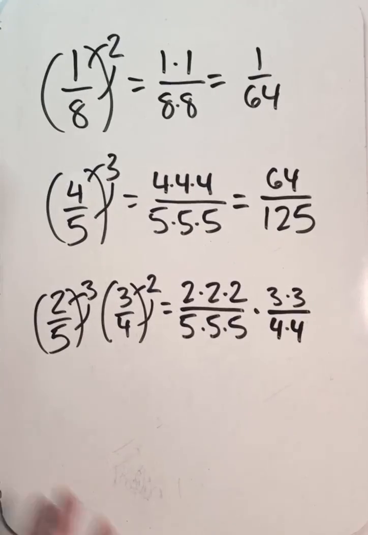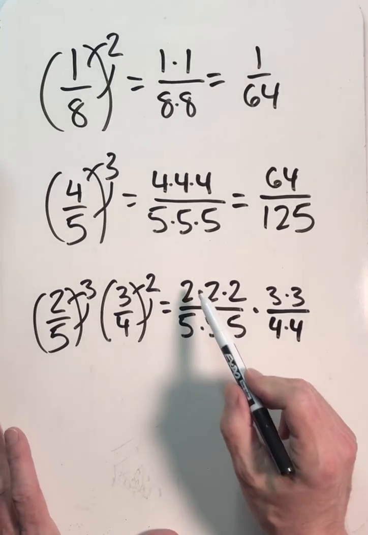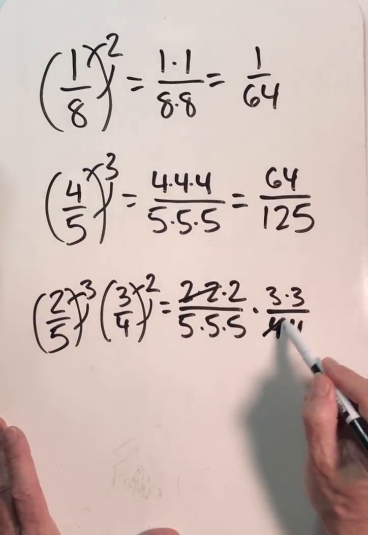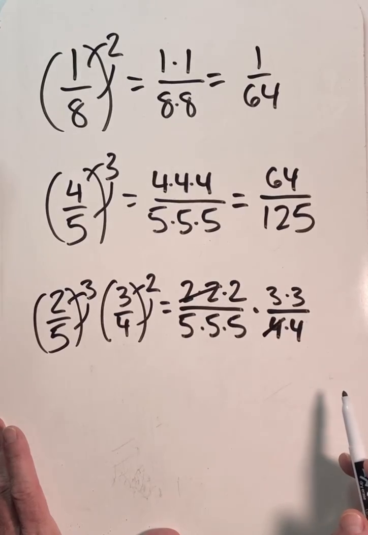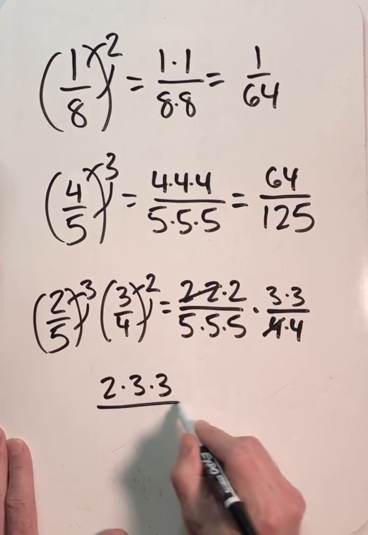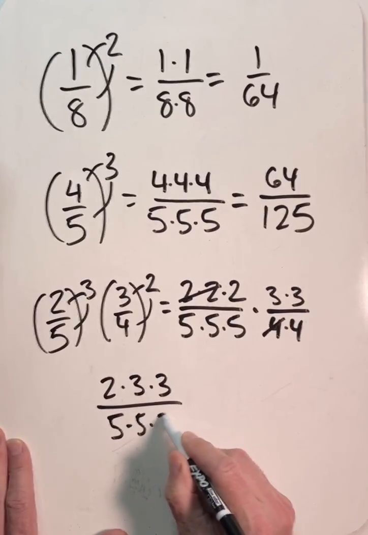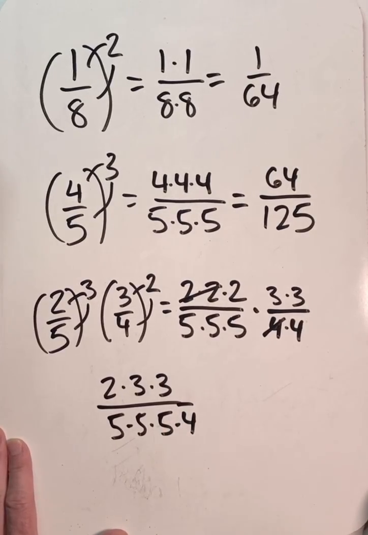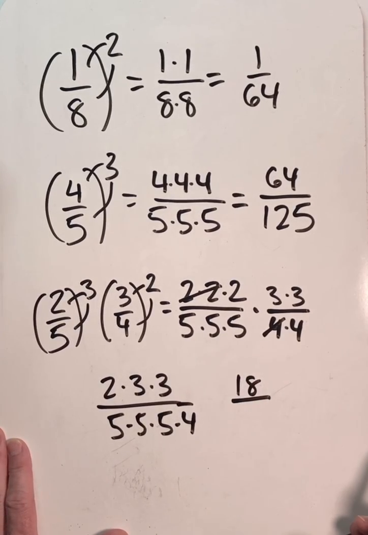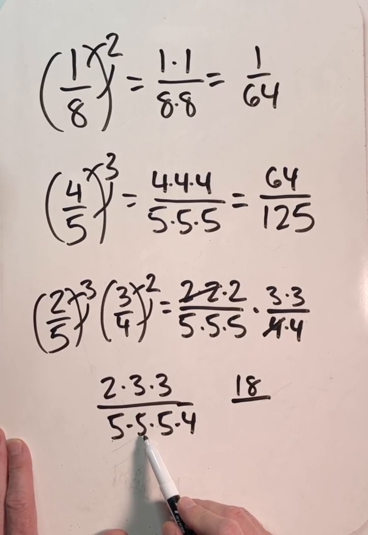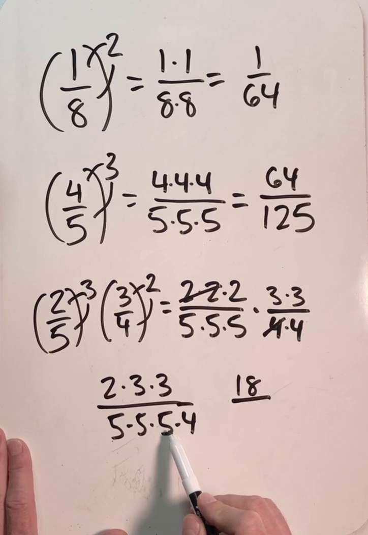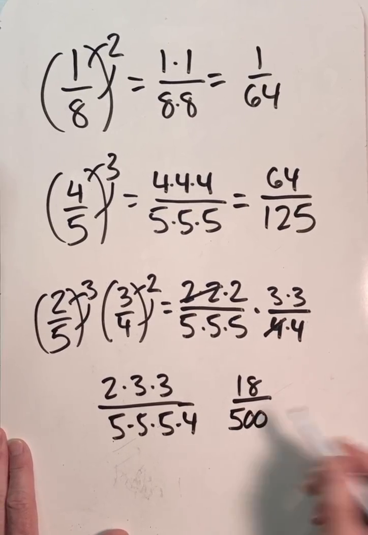And at this point, you can try to start canceling some factors here. I have a 2 times 2 here, and that's 4, so one of these 4s would cancel. So now I can re-express this as 2 times 3 times 3 divided by 5 times 5 times 5 times 4. 2 times 3 is 6, 6 times 3 is 18, 5 times 5 is 25. I know that 25 times 4 is 100, and 100 times 5 would be 500.